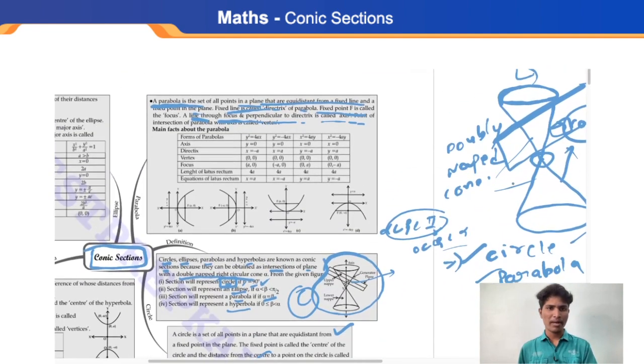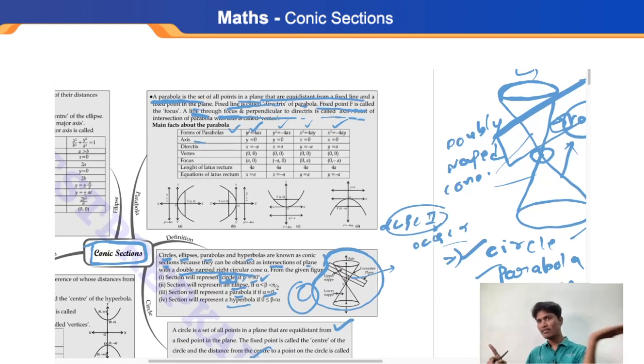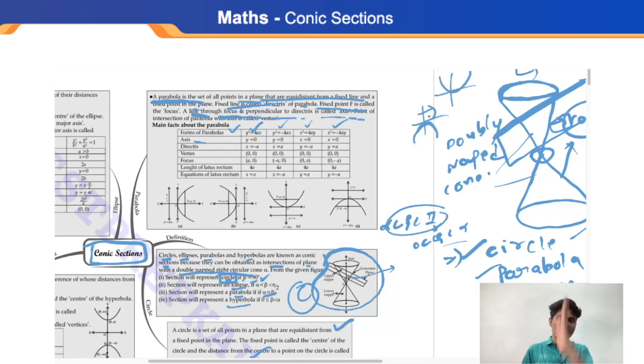And if you observe in the mind map, they have explained that one only. Forms of parabola, there are 4 types: y square equal to 4ax, y square equal to minus 4ax, x square equal to 4ay, x square equal to minus 4ay. And what is the axis? For the right opening parabola, the axis is y equal to 0. For y square equal to minus 4ax, it is also the same, y equal to 0. But for these other two parabolas, if you observe, the axis is x equal to 0, for the downward opening parabola also.